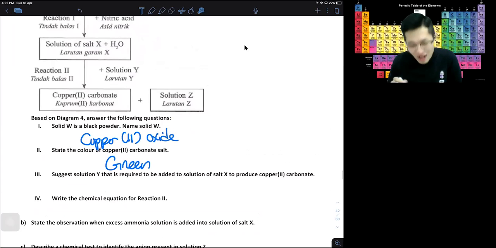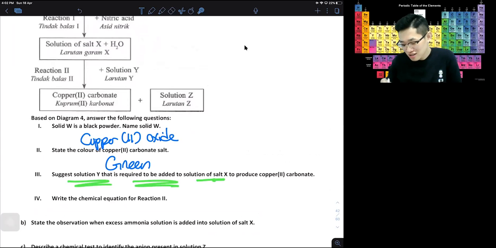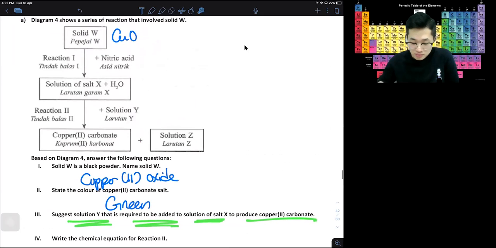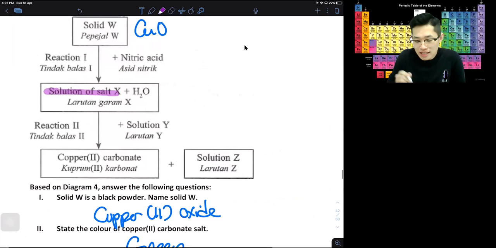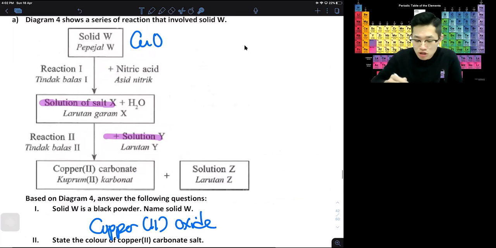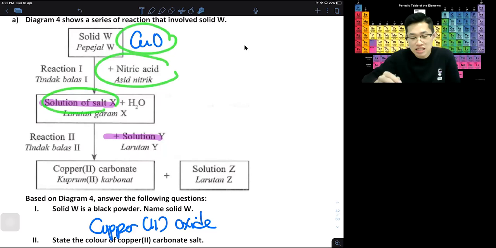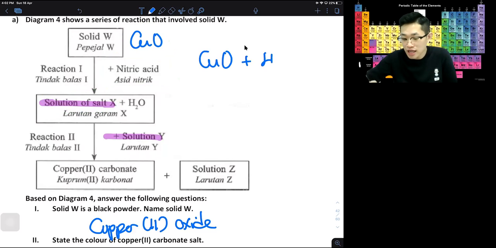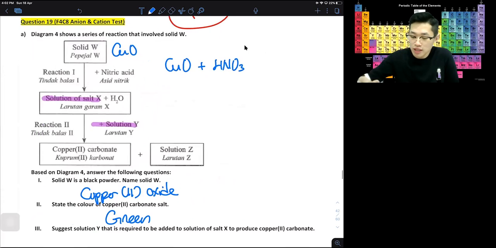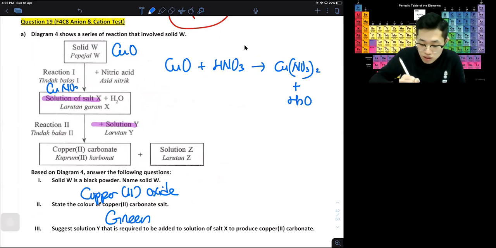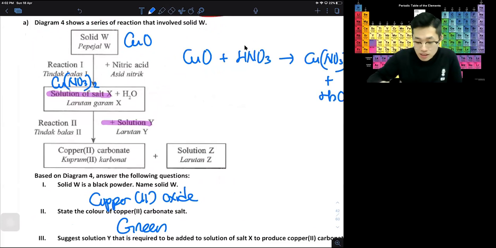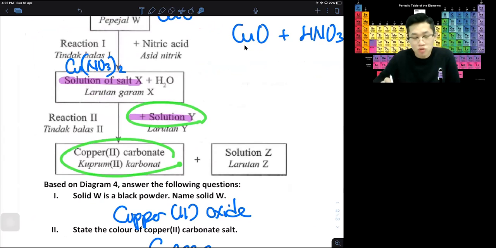Suggest solution Y that is required to be added to solution X to produce copper 2 carbonate. So if I want to make copper 2 carbonate, what is this solution X? What is the solution Y? To get solution X, we have to write the equation first: CuO plus nitric acid, we get Cu(NO3)2 plus H2O. So can you see this is our Cu(NO3)2. Cu(NO3)2 plus solution Y to make copper 2 carbonate.